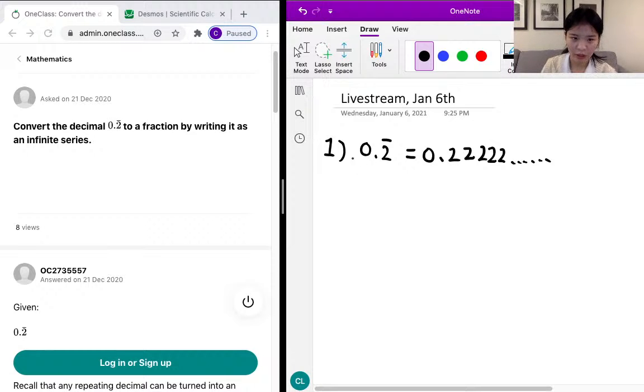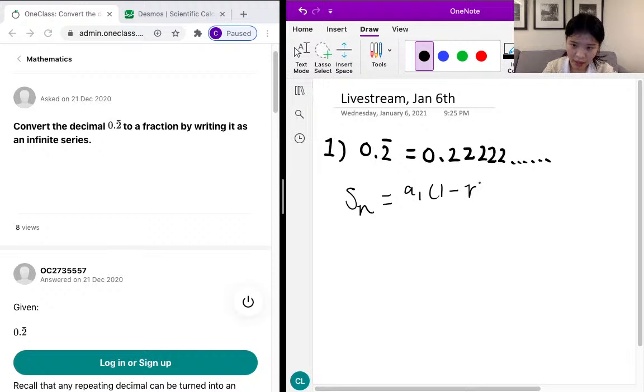Looking at this number, we write it as an infinite geometric series. So what is a geometric series? Let's directly write the sum of the geometric series. Sn refers to the sum of the geometric series, and it is usually A1, the first term of the geometric series, times 1 minus R to the n.